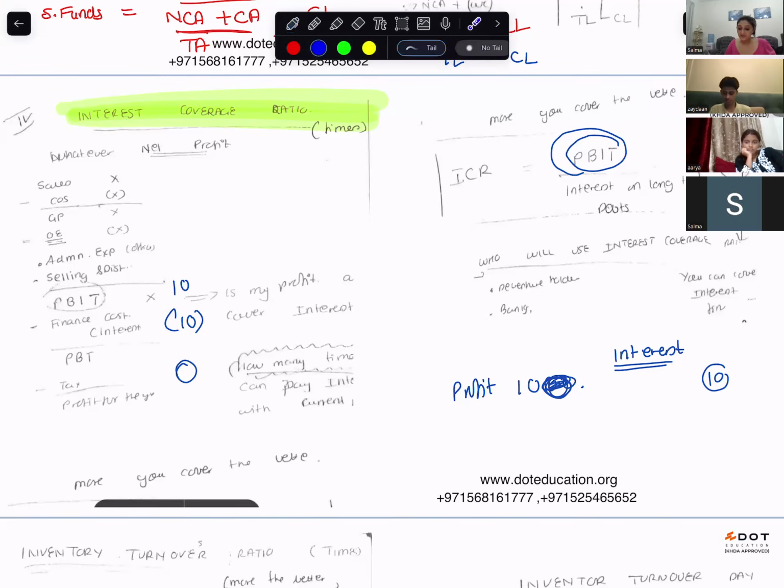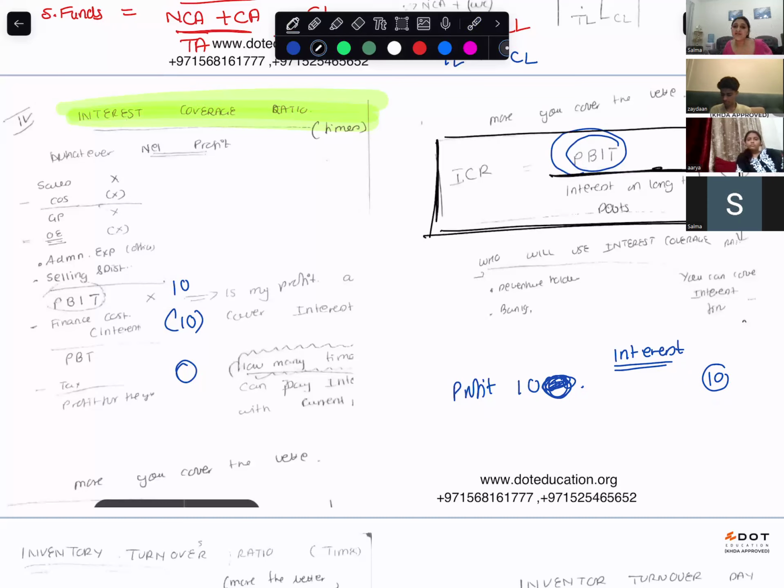That means your profit is capable of paying your interest 10 times. How do you get the formula? Profit before interest and tax divided by your interest on the long-term loans. Interest coverage ratio. How many times your profits can pay your interest?